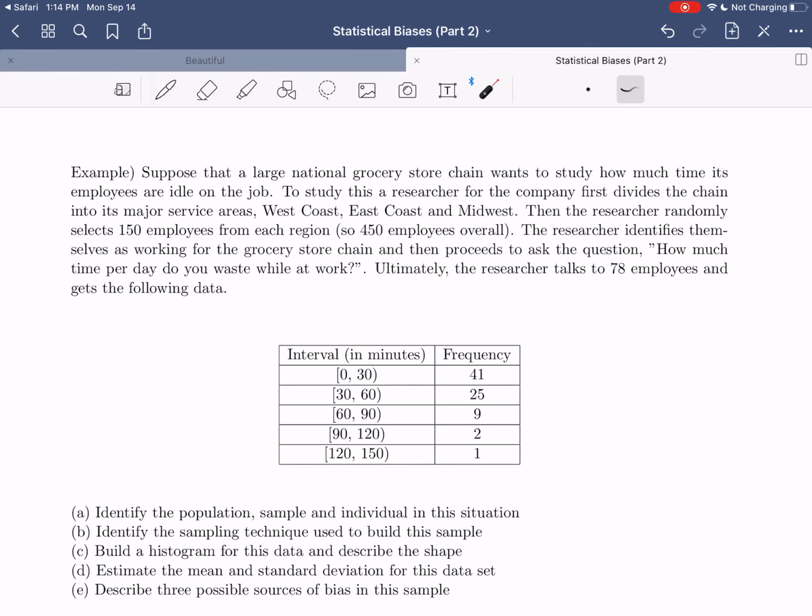Notice that the data here is presented not as the raw data, because we probably wouldn't want to have to deal with 78 data points, but instead in the classes and frequencies that we would have for a histogram. So we know that there were 41 people who said that they were between 0 and 30 minutes, 25 that were between 30 and 60, 9 who were between 60 and 90, 2 who were between 90 and 120, and 1 who said between 120 and 150 minutes.